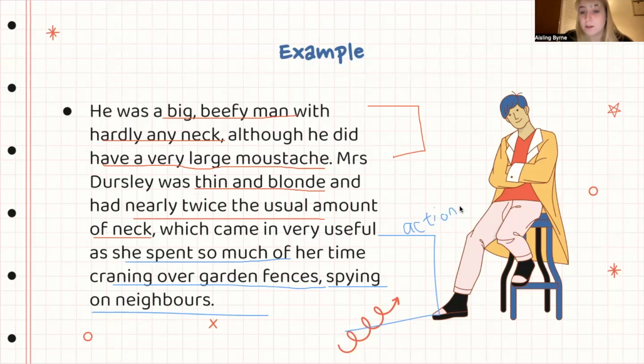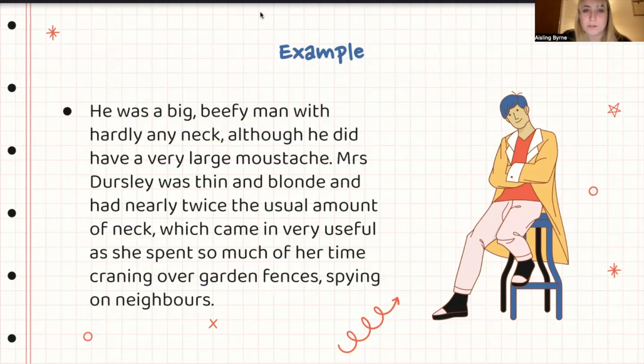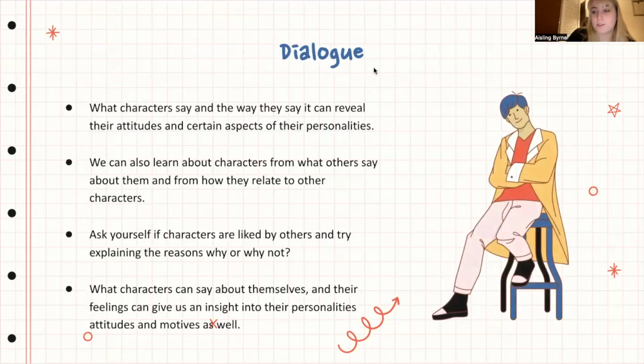Well, first of all, she's got a very long neck that she uses to spy on neighbors. So maybe that tells us she's a nosy neighbor, always poking her head into other people's business. Maybe she's always distracted by what's going on out on the road, and we don't see the same actions from Mr. Dursley, who's just the big beefy man. So that's an example of implied versus direct information from an author, which is very useful when we're talking about characters.